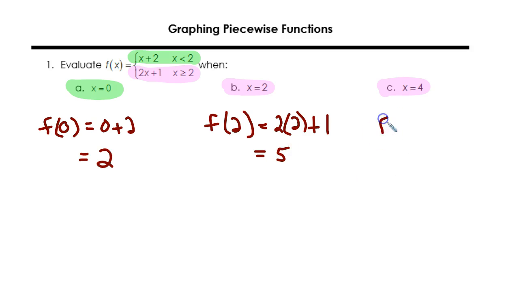And then finally, we've got evaluating for x equals 4. So what is f of 4? Well, 4 is greater than 2, so I choose the 2 times x plus 1, which in this case would be 2 times 4 plus 1, which is 8 plus 1 or 9. So when you're evaluating, you have to find what part of the domain your x value fits into before you evaluate.